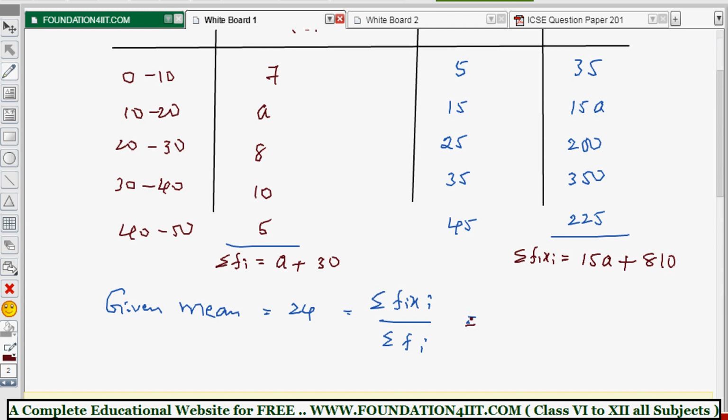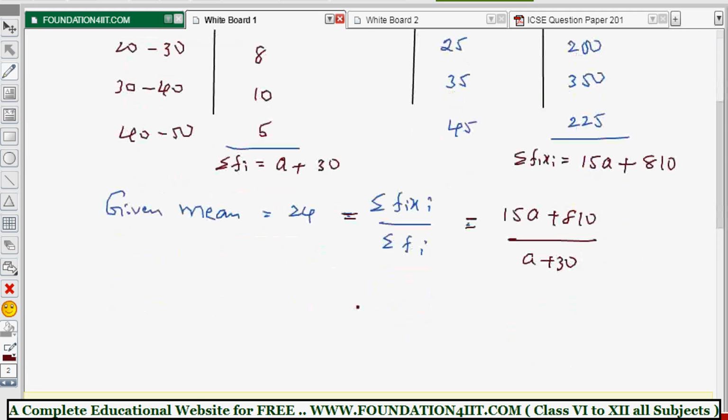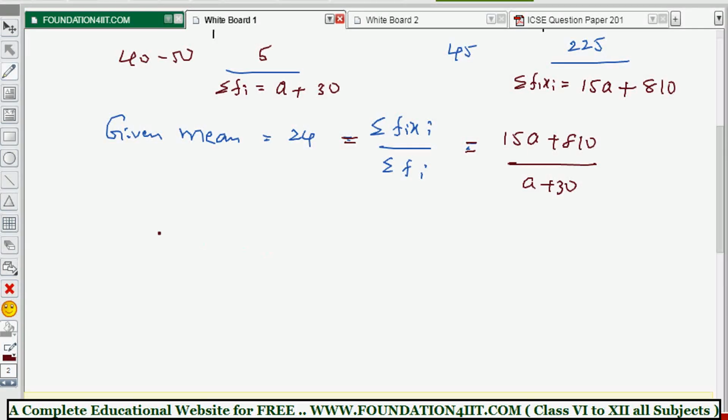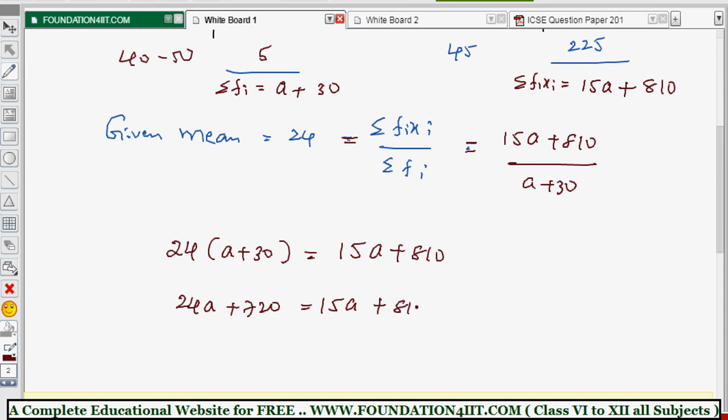Now we'll apply this formula. That is 15a plus 810 by a plus 30, that is equal to 24. Now you can do cross multiplication and solve. Then 24 into a plus 30 is equal to 15a plus 810. Okay, we'll simplify this. 24a plus 24 into 30 is 720, is equal to 15a plus 810.